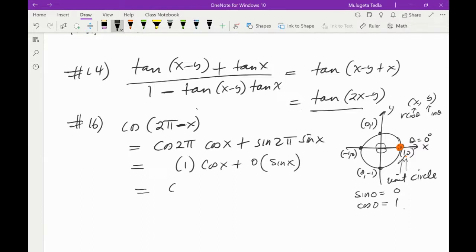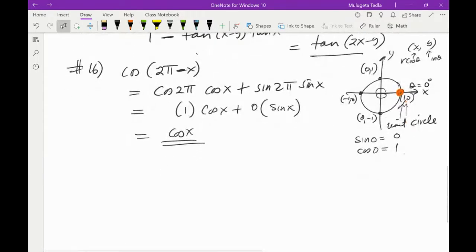So technically this is cos x. You can use a calculator though. Okay.